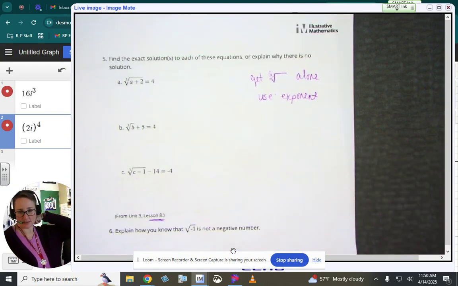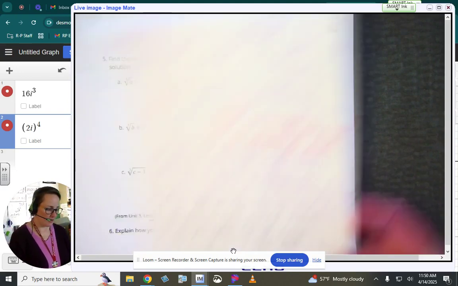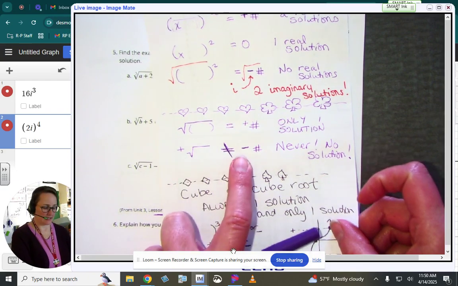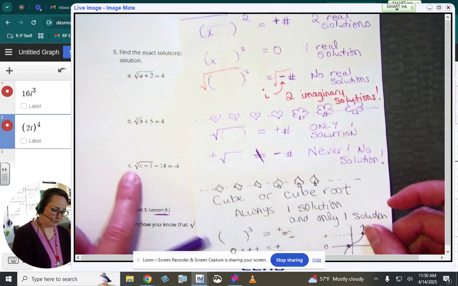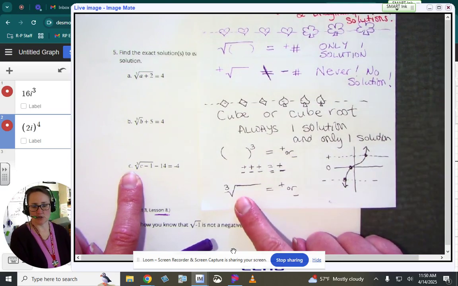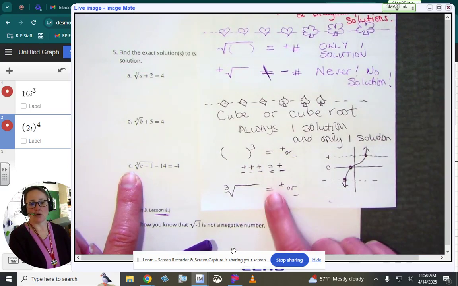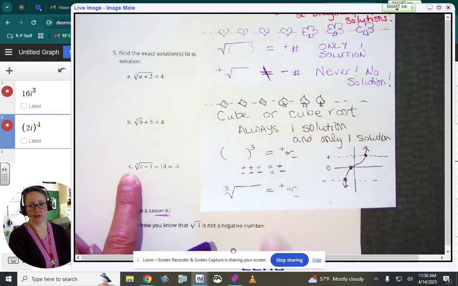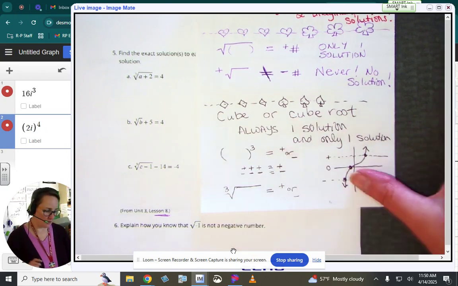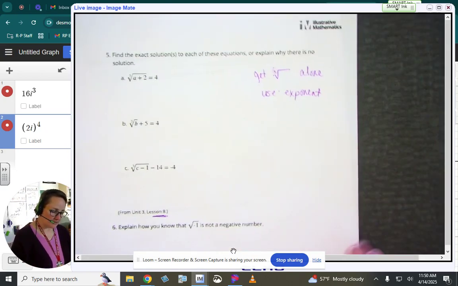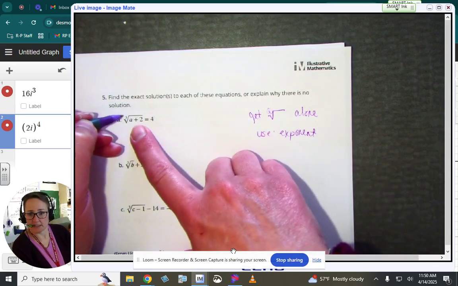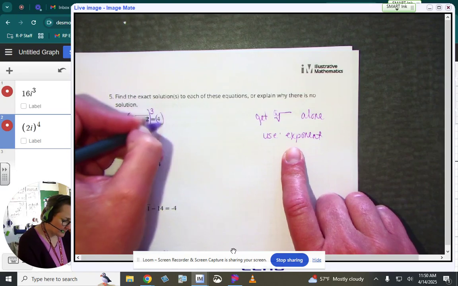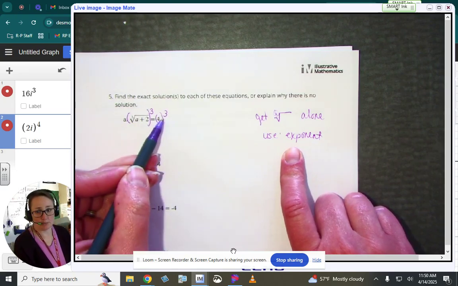And there's only one case that we're ever going to stop solving. And that's if we have a positive square root trying to equal a negative number. All of these are cube roots. So I'm using this idea that a cube root will always have one solution and only one solution. Okay, so cubes and cube roots, always one solution. So let's solve it. The radical is by itself here, so I'm ready to use an exponent to undo that radical. It's a cube root, so I have to cube both sides.